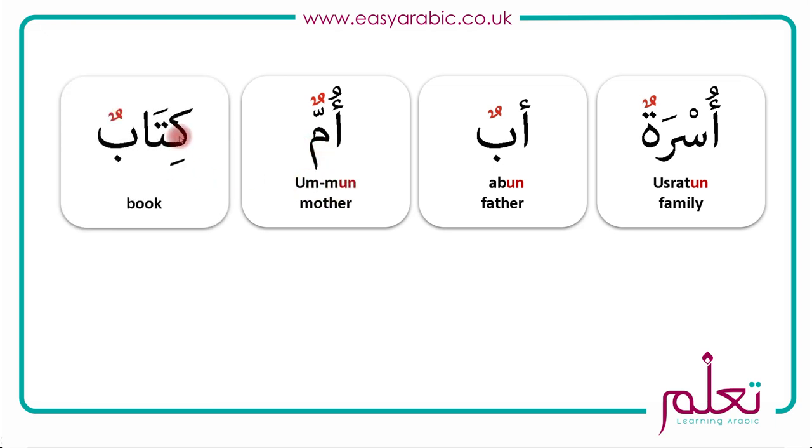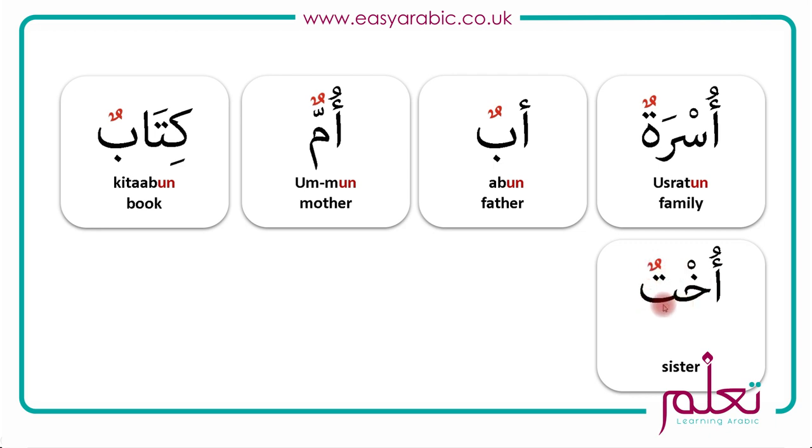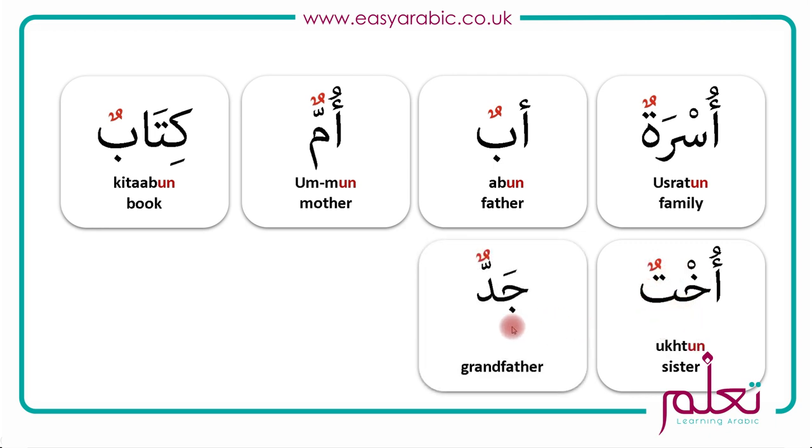Next one, kaf with the kasra, ki, ta with the fatha is kita, and then the alif, kita, and the ba with the dhammatain is kitabun. Next one is alif with the dhamma is u, kha with the sukun is ukh, ta with the dhammatain, ukhtun. Next one is jim with the fatha is ja, and dal with the shadda and the dhammatain is jaddun.